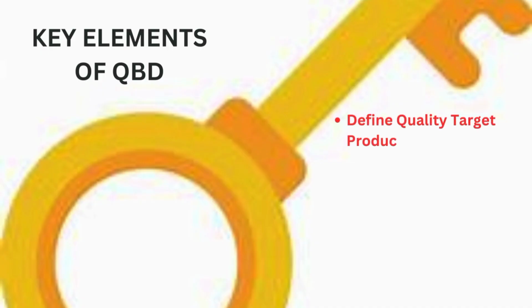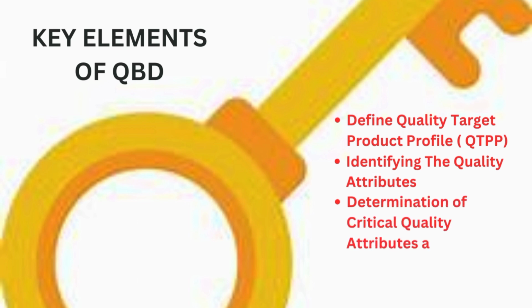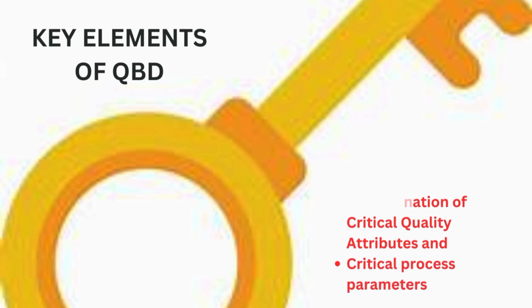The key elements of QbD. The first one is defining the quality target product profile. The second one is identifying the quality attributes. The third one is determination of critical quality attributes. And the last one is critical process parameters.